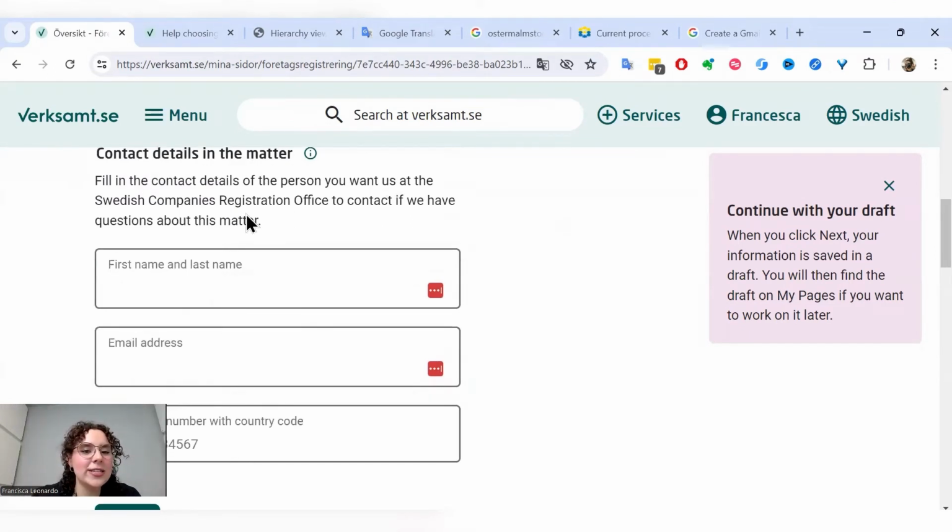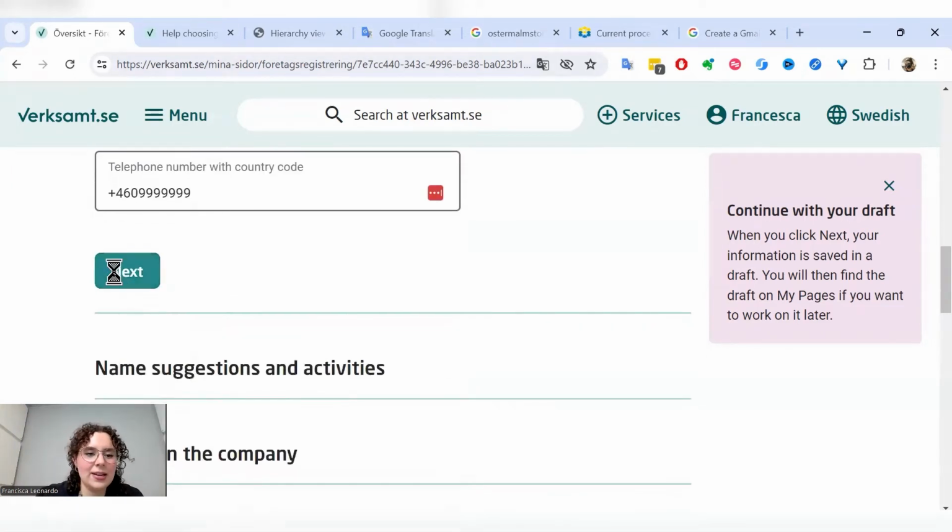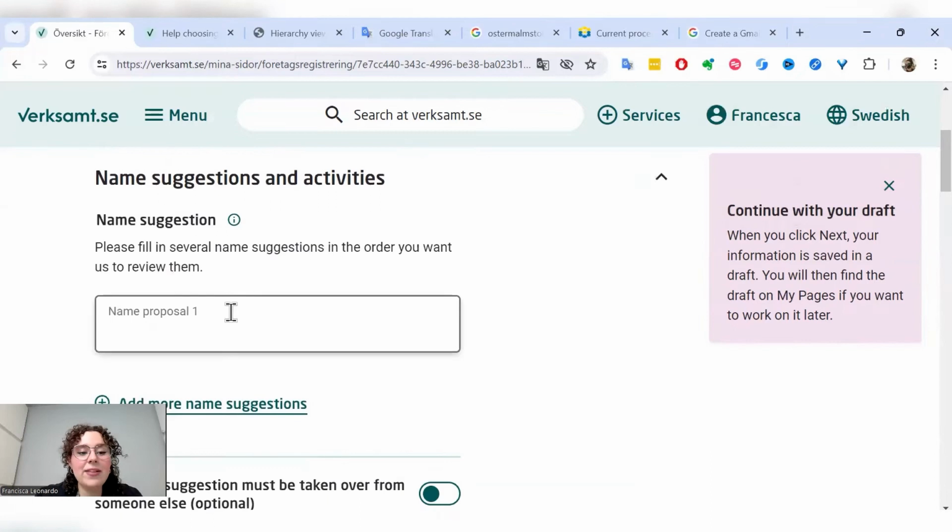Contact details in the matter. Fill in the contact details of the person you want us at the Swedish Companies Registration Office to contact if we have questions about this matter. I'm Jane Doe and my email is janedoe at steelworks.se. Okay, next. And then I have name suggestions.